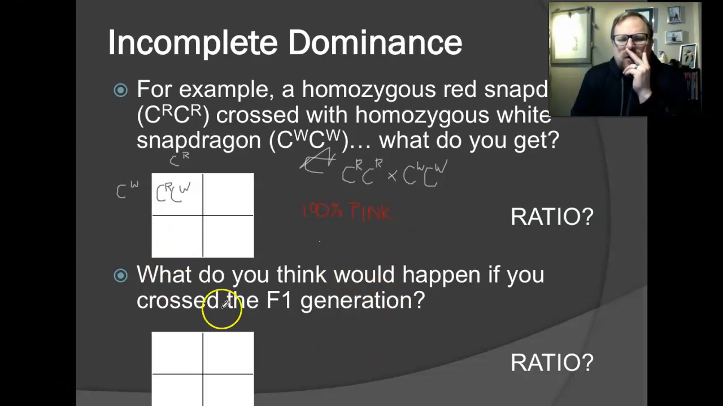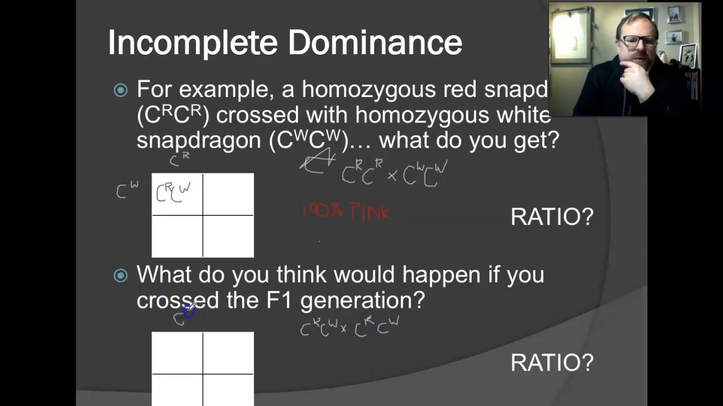Now the follow-up question here is, what would happen if you crossed the F1 generation? This is the F1 generation here, created from that first cross. And so what the second part of this question is asking us to do is basically take two of these individuals, two of the pink colored plants that were produced from the first cross, and cross those individuals. Okay, so that is our cross there.